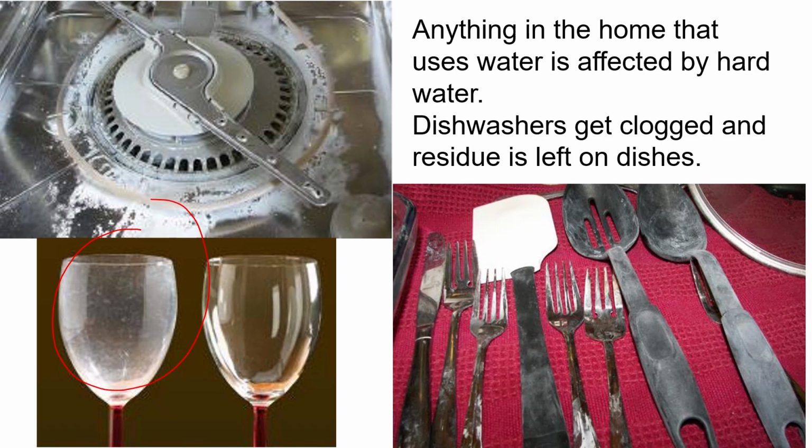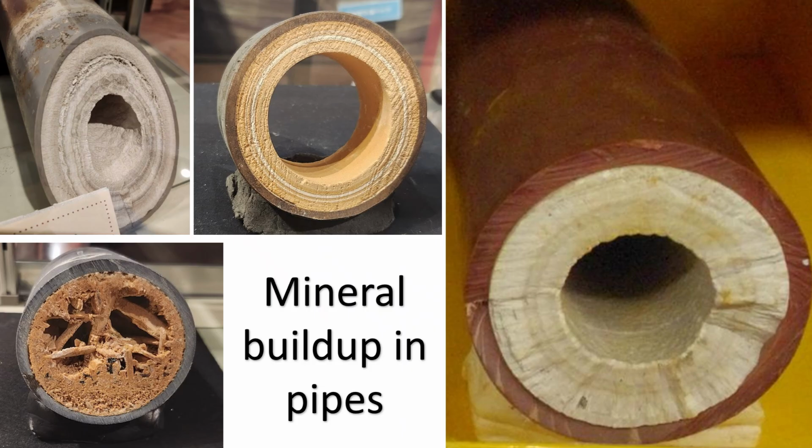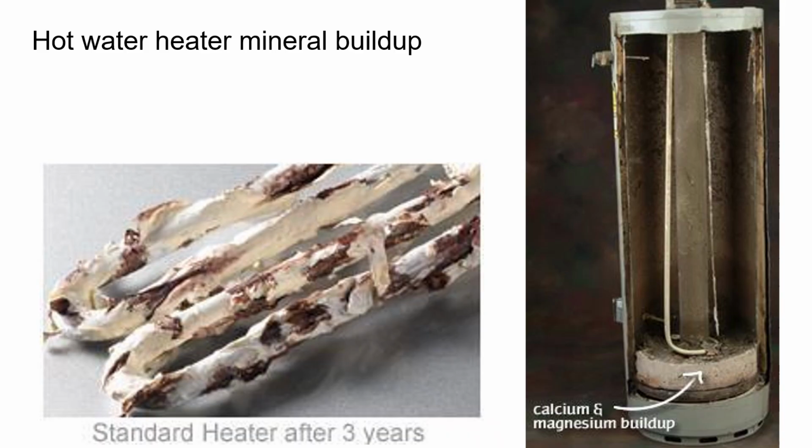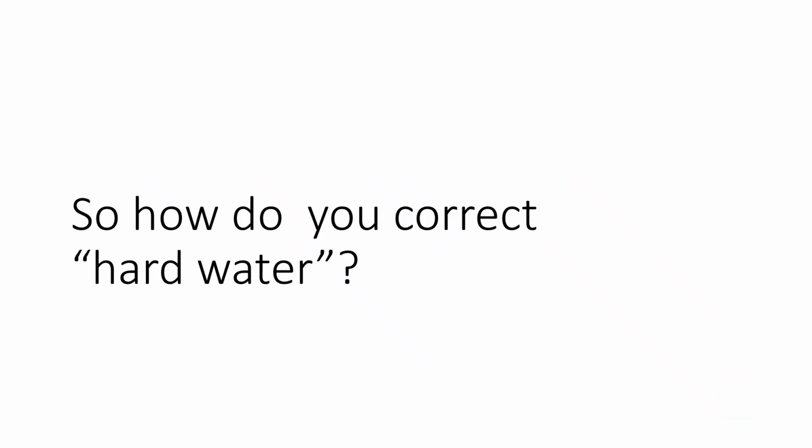It looks like things here are not clean because your water is hard, and it's very hard for the soap to remove the minerals. Remember, you can also get mineral buildup in pipes, which lessens your water supply. It builds up in your hot water heater, which causes it to not work as well or even break over time. So how do we correct these problems?